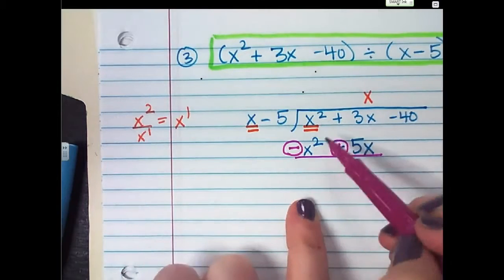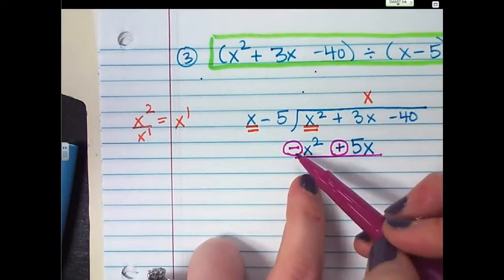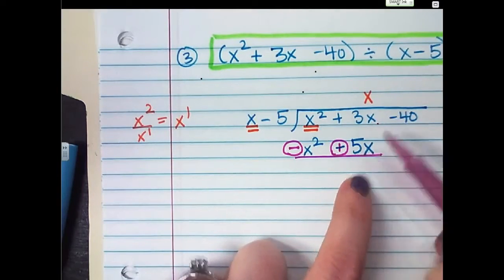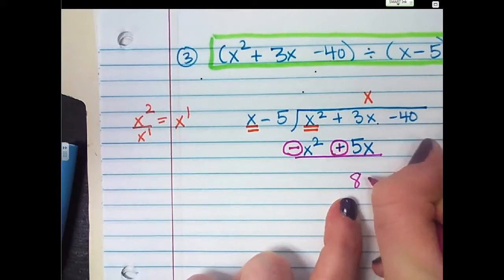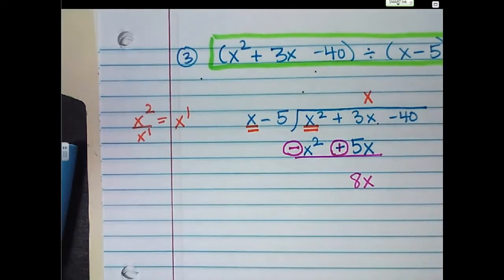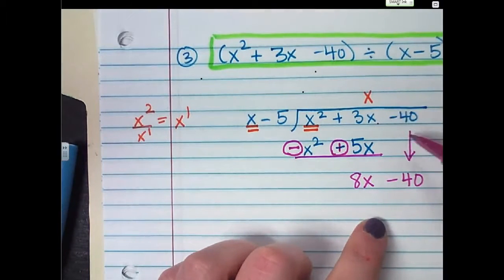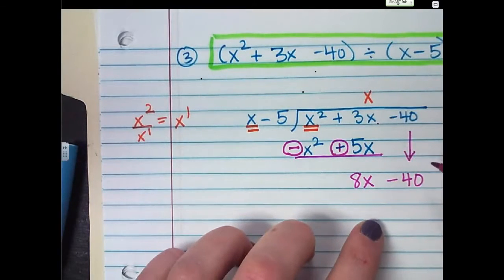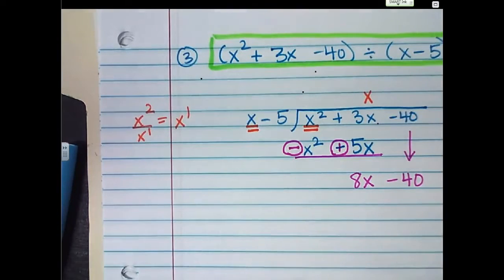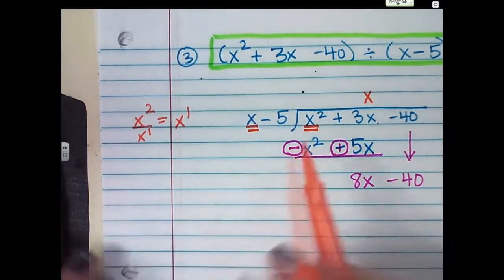So what happens to my x squareds? They cancel. 3x plus 5x is 8x. Bring down the negative 40. Is there any part of this that you don't know where I got before we move on? We're not done yet. Okay, so we just do it again.